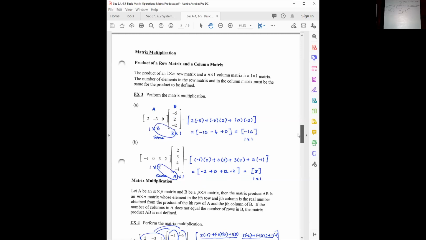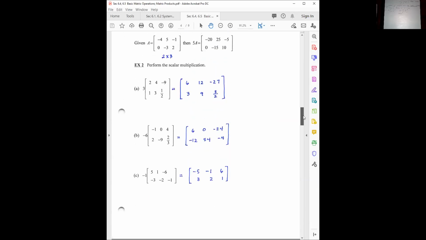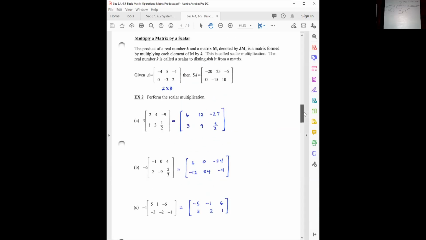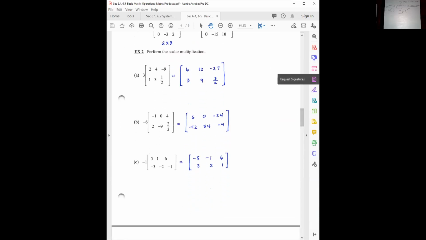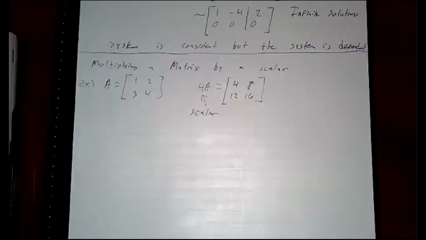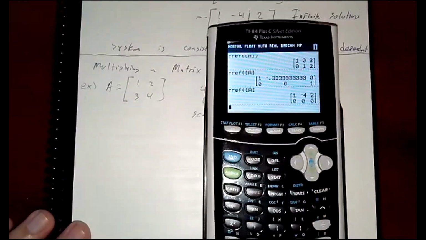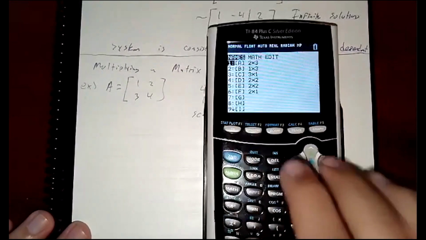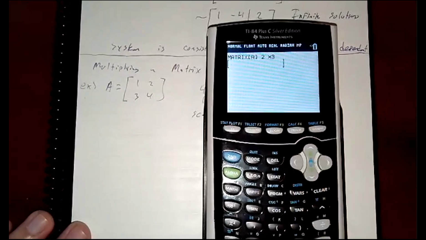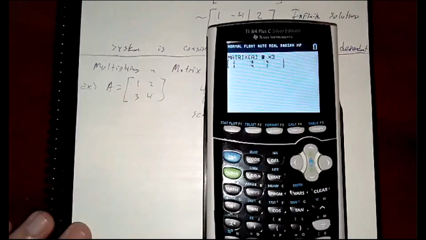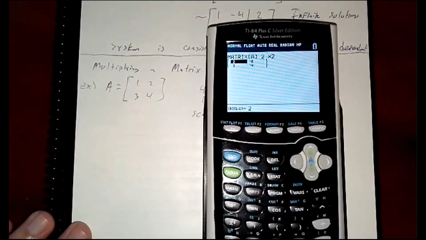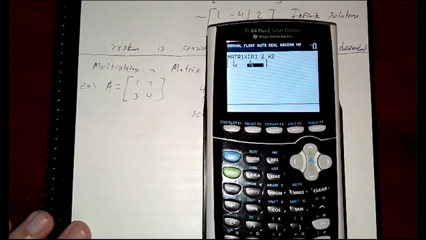All right. Let me go ahead and show you. You don't really need to do this, but if you want to do it on your calculator, you can. Let's say I don't want to multiply by 4. So I can go in there, edit the matrix. This is a 2 by 2. 1, 2, 3, 4.